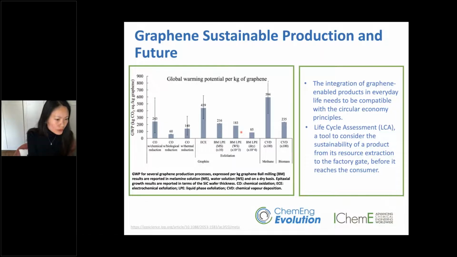What else? Clearly, for future graphene production, it needs to be compatible with the circular economy principle. It has been reported that life cycle assessment is an excellent tool to assess the environmental footprints of the production process. As I said, this is still, in my opinion, an infant stage. There are many companies out there, but at a smaller scale, and there is some branding of graphene application development, but large scale production of graphene is on its way, I would say.